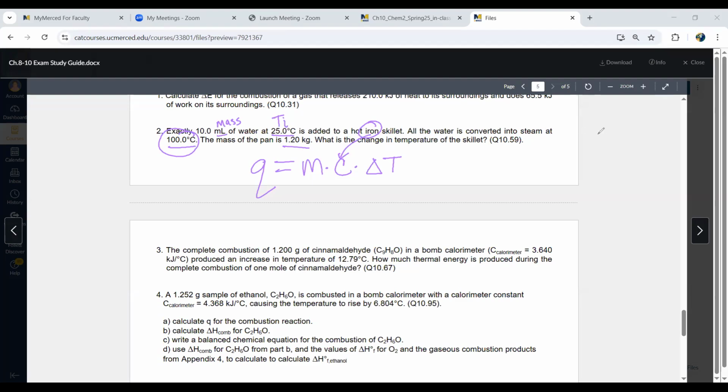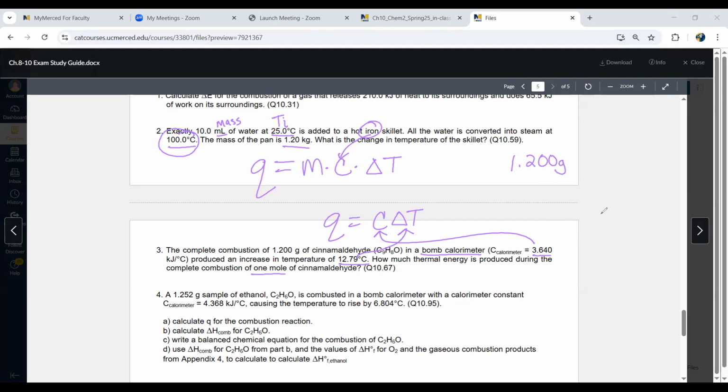All right, number 3, the complete combustion. And I see the words bomb calorimeter. All right, easy. So I know I'm definitely going to use Q equals CΔT. So we have the complete combustion of 1.200 grams of cinnamaldehyde in a bomb calorimeter with the calorimeter constant of this value, that's the C, which produced an increase in temperature of this, so that's your ΔT. How much thermal energy is produced during the complete combustion of 1 mole?